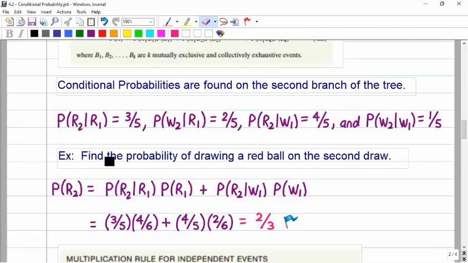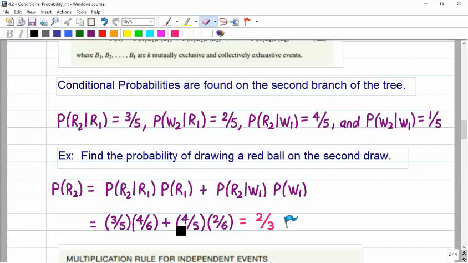So you take the 3/5 times red 1, which was just a 4 out of 6 probability, plus red 2 given white 1, which is 4/5, times the probability of white 1, which is 2 over 6. I just reduced the fraction, but that ends up being 20 over 30 if you work the numbers out. 20 over 30 reduces to 2/3.